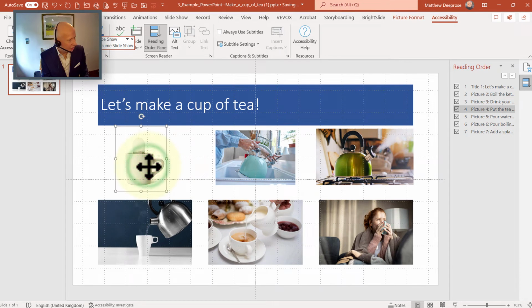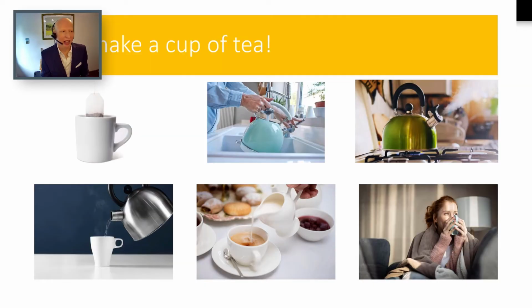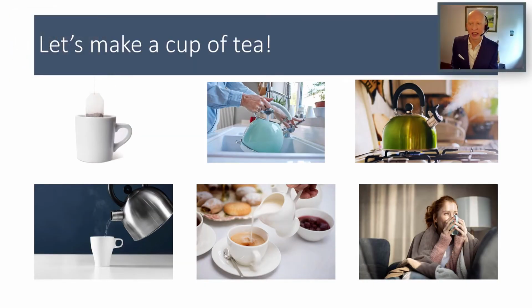And I find it quite useful. If I select what I know is the first image, I can then move that up, because I've got the title first, then I'm going to put the tea bag into the mug. Then my next one is pour water into the kettle. I won't make you watch me do all of this, but hopefully you get the idea. Let's see how that sounds when we've fixed the issue.